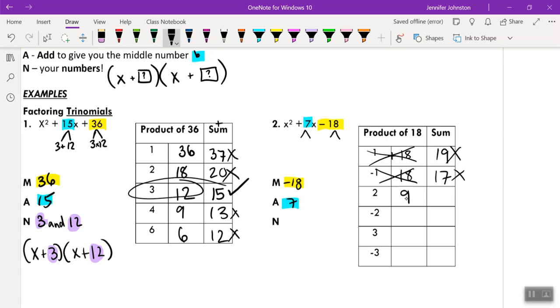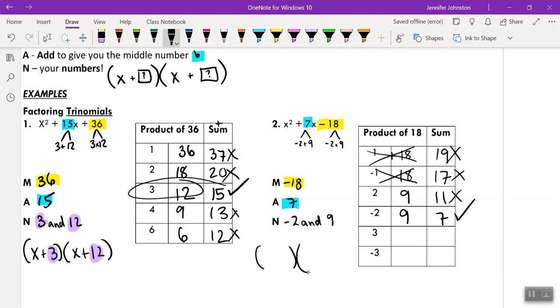9. Can 2 and 9 give us negative 18? That doesn't even give us negative 18. Well, that gives us 11. That doesn't work. What about negative 2 and 9? Can that give us 7? Absolutely, that works. Because negative 2 plus 9 is 7. And negative 2 times 9 is negative 18.